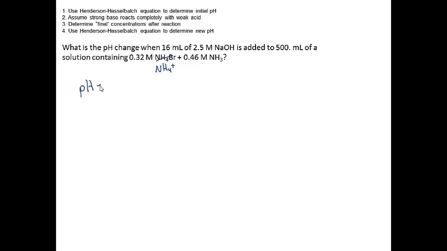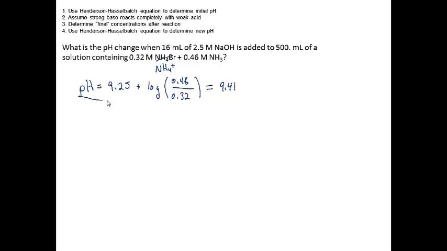The pH is going to equal the pKa, which we saw earlier on was 9.25, plus the log of the base over the acid concentration. In this case, the base is the ammonia, so it's 0.46, divided by the acid concentration, which is 0.32. Do that, come out with 9.41. So that's our initial pH.